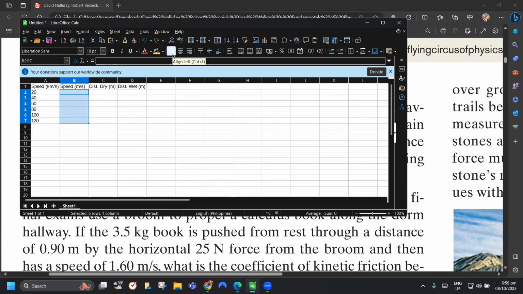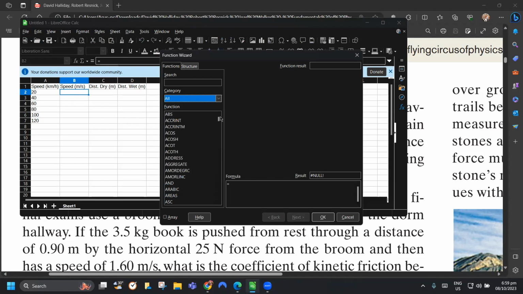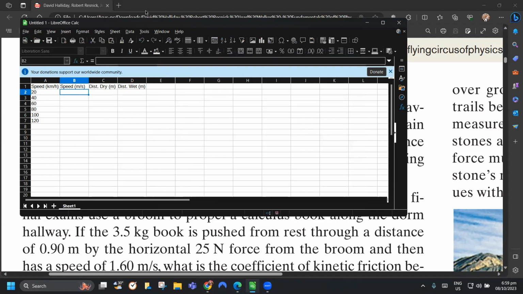Then take a formula: equals. Don't use the conversion tool, just compute it directly. Make a custom formula. Type equals to make a formula, then the cell A1, A2, asterisk, times 1,000 divided by 3,600. Enter. Then drag down: select the cell, then click the lower right-hand corner and pull.